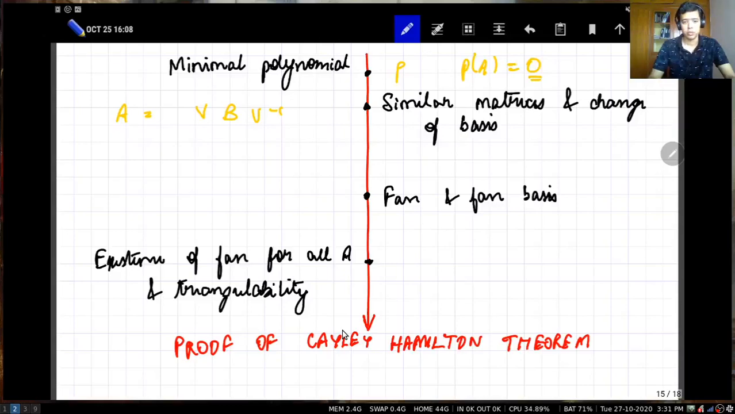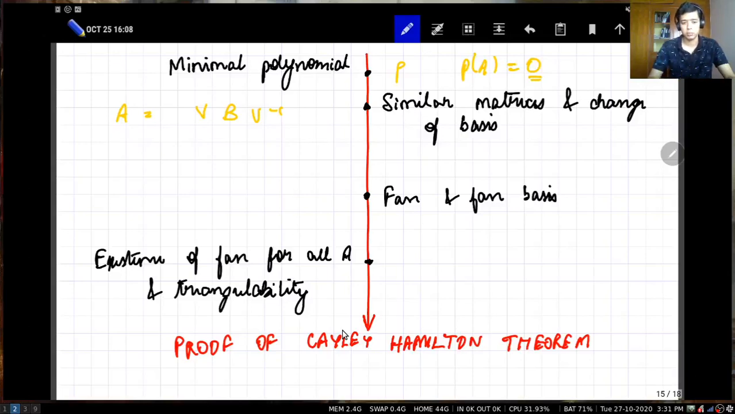Along these lines, I defined the so-called fan and a fan basis. A fan is basically a nested sequence of subspaces which is invariant to the transformation, so A times that particular subspace lies within the subspace. And a basis for such a fan is called a fan basis. And we showed that if there exists a fan basis, then the corresponding linear transformation with respect to the fan basis is a triangular matrix.